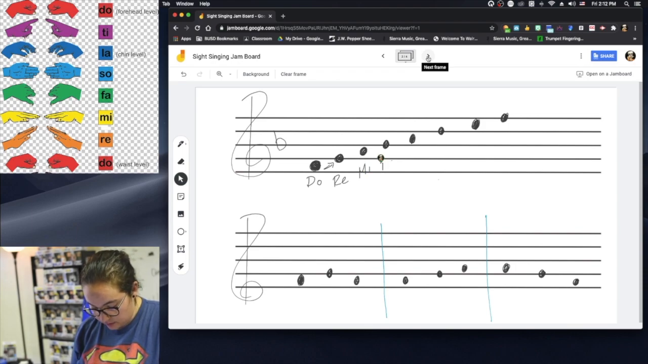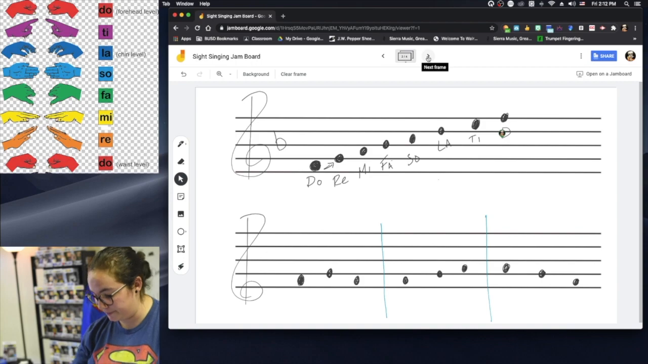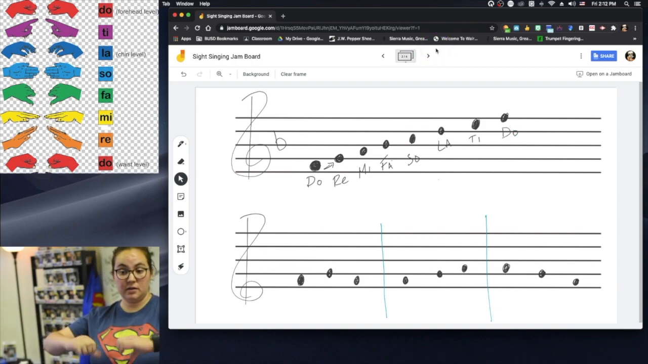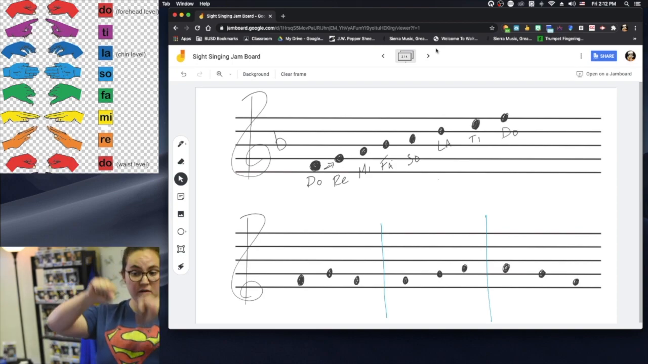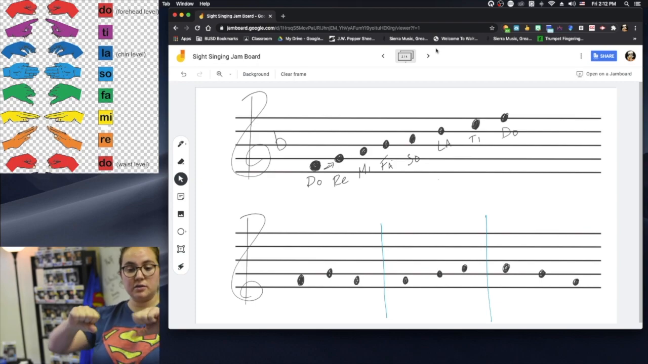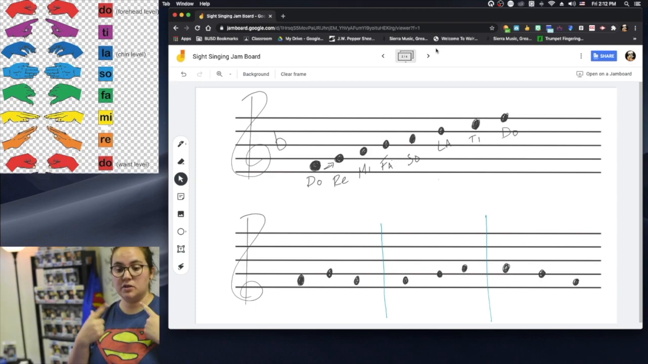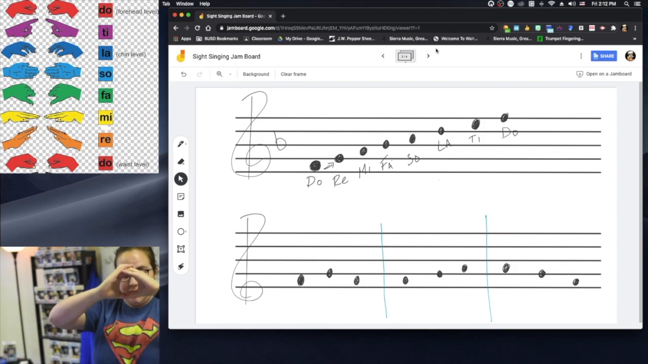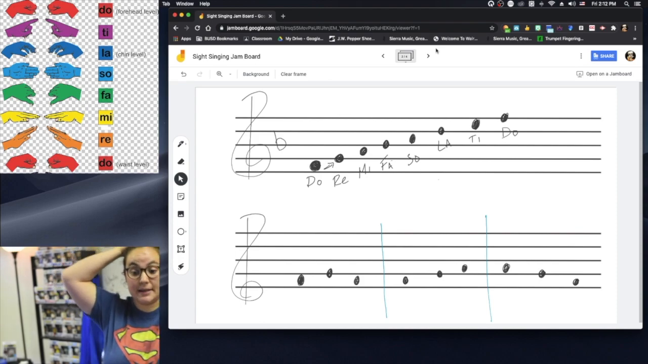And then we have fa, sol, la, ti, do. That's us going do, re, mi, fa, sol, la, ti, do. Those are our walk-ups. And if you notice, each of those notes now not only has a hand sign and a position in our voice where we hear it, but also has a corresponding little note head on a staff that helps us identify that.